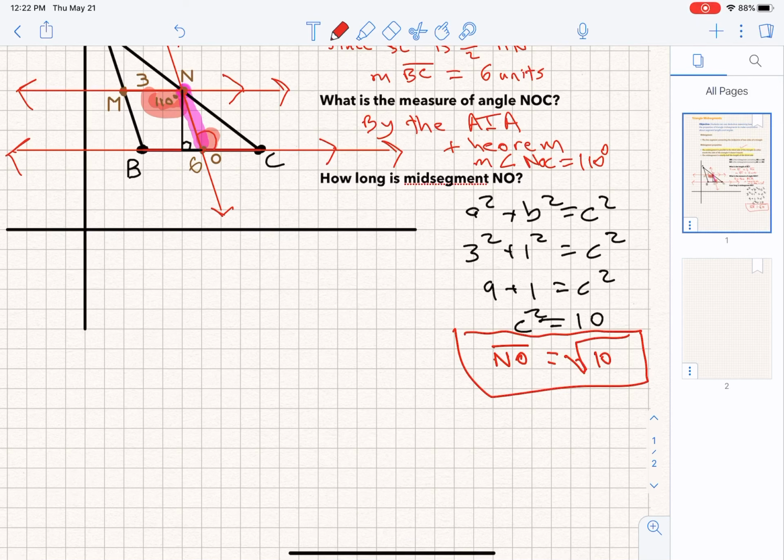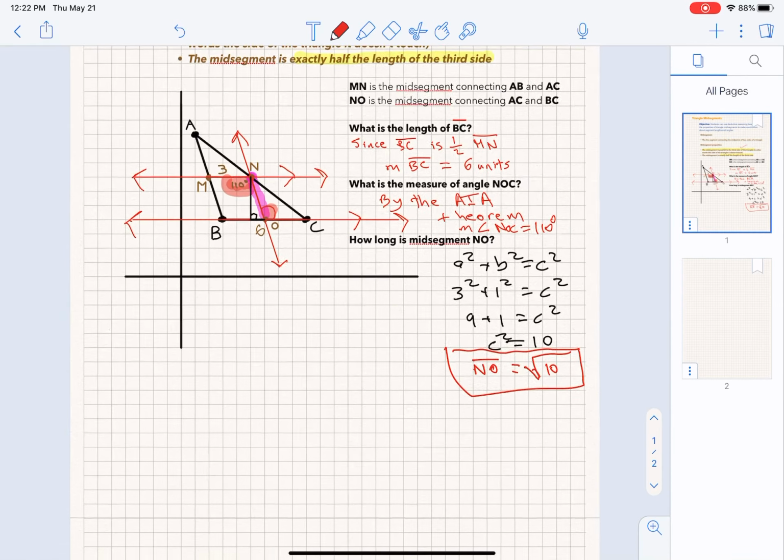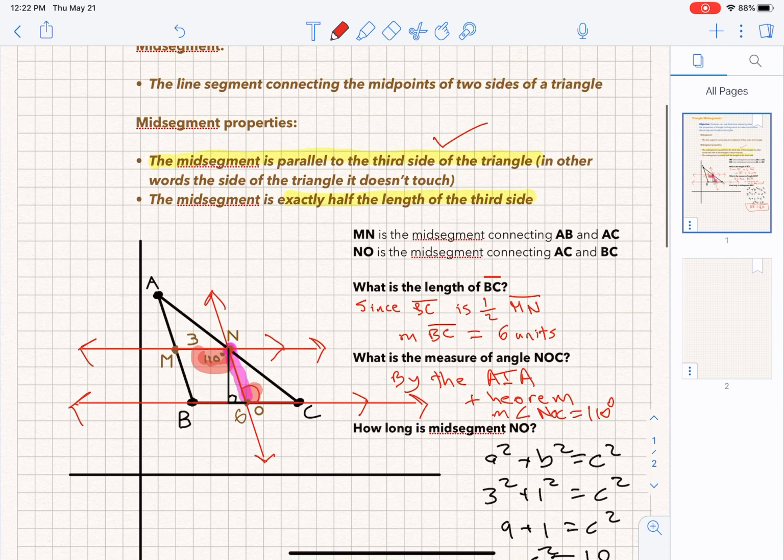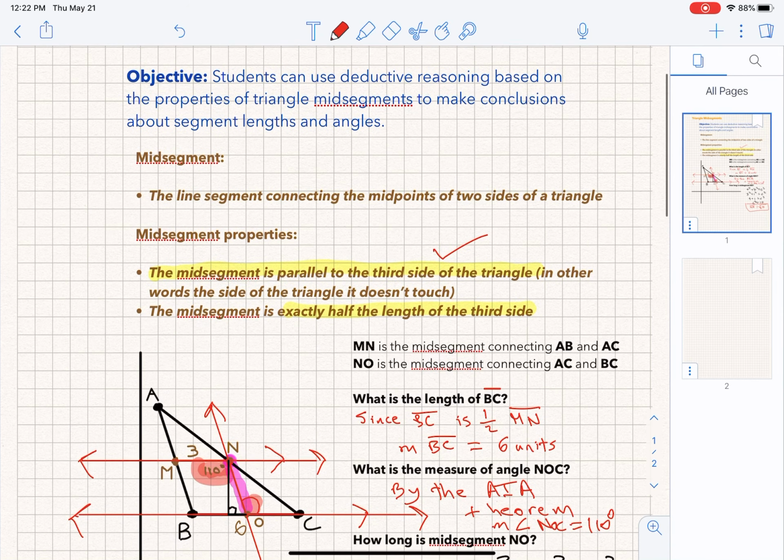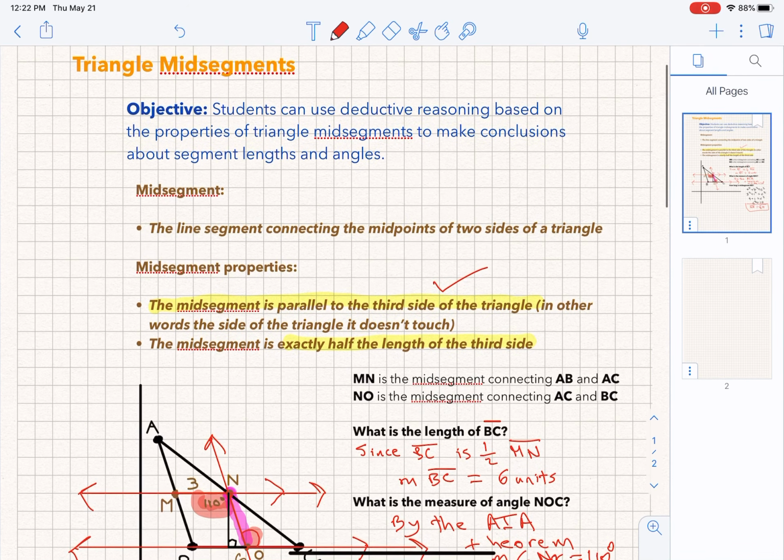And there, ladies and gentlemen, we have it. We have answers to all 3 questions, and we have applied the properties of midsegments. Have fun with this lesson, and I appreciate your efforts with triangles.